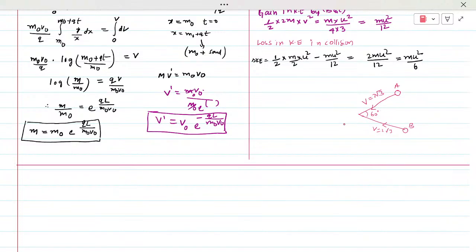Collide instantly at point C. Here at point C, they collide. Those two collide. So they combined here, which means this collision is an inelastic collision. So combined, these two are moving with velocity V. How much is V?